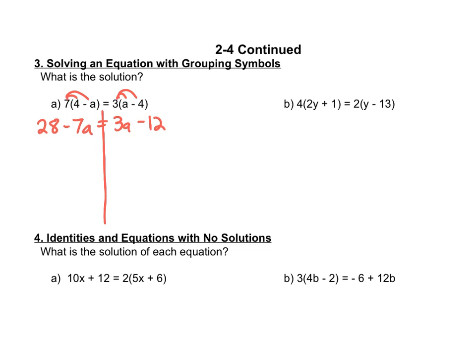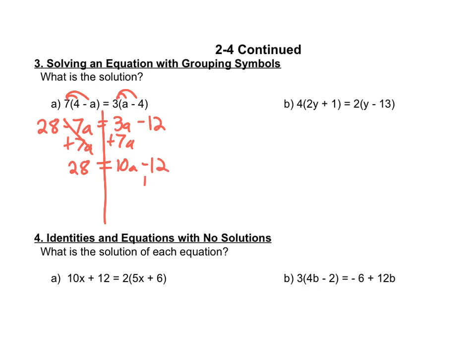And then I talk about getting my variables on the same side. So if I were to move 3a to the other side, I would subtract 3a. If I were to move 7a to the other side, I would add 7a. So you can do either one. What I'm going to do for this one specifically, I'm going to add 7a to both sides. So this becomes 28 equals, add 7a, so this is 10a minus 12.